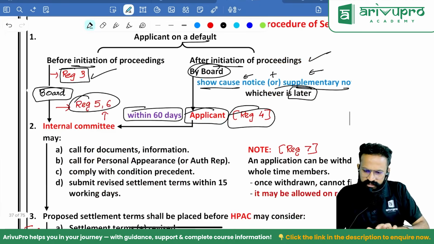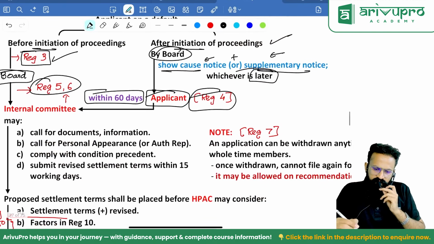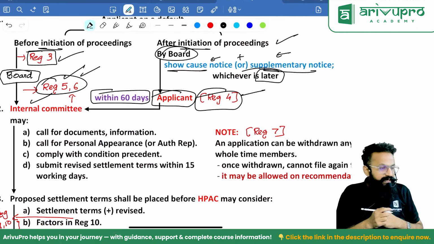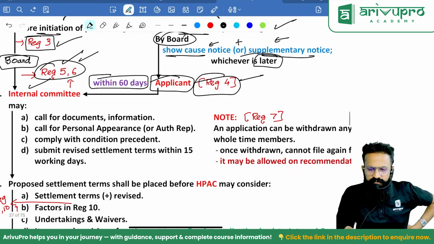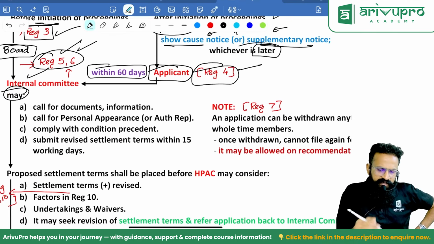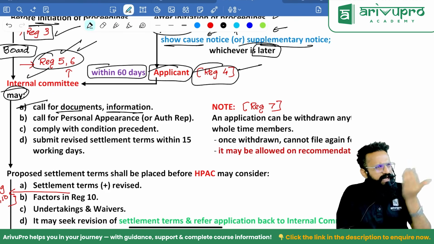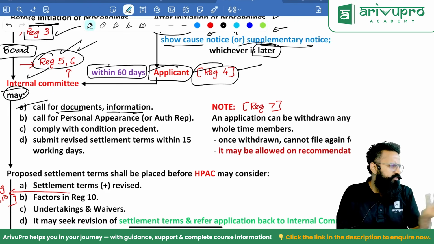Okay, now go back to that chart. We have seen regulation 5, regulation 6, regulation 4. We saw internal committee as well. Correct? Now, what will internal committee do? Internal committee may call for documents or information. You have filed an application. They have some problem. They will ask for further information. You have to give. That is your duty.